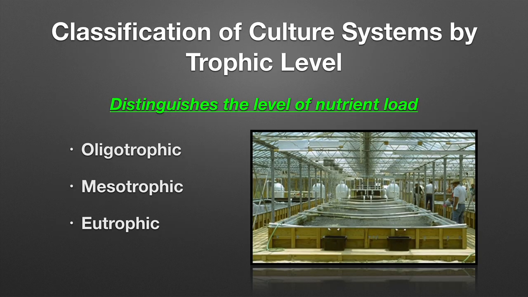Classification of culture systems by trophic level. Trophic level basically distinguishes the level of nutrient load. These terms are typically used to describe natural lakes, and they describe how much nutrient load or nutrient density is in these different bodies of water. So I'm going to use them to describe the different types of recirculating systems that are used in commercial aquaculture.